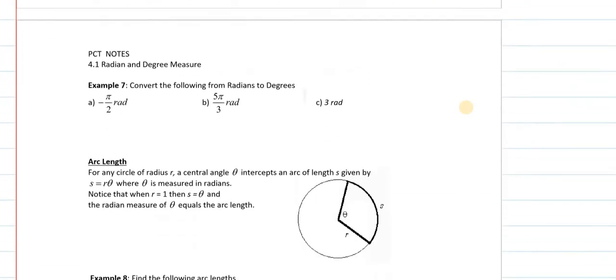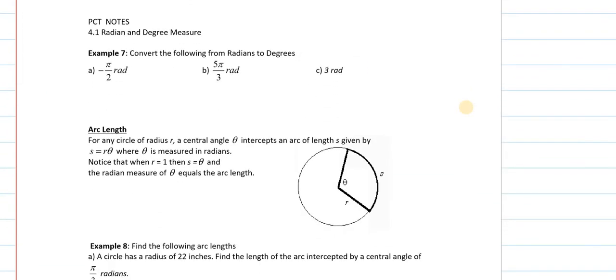If we want to convert from radians to degrees, we're just going to flip that conversion factor. So here we would have negative pi over 2 radians. So we multiply it by 180 over pi. That way our pi's cancel out, and we just get negative 90 degrees. Here we have 5 pi over 3 radians. Again, we're going to multiply by 180 over pi. The pi's cancel out, and we end up getting 300 degrees.